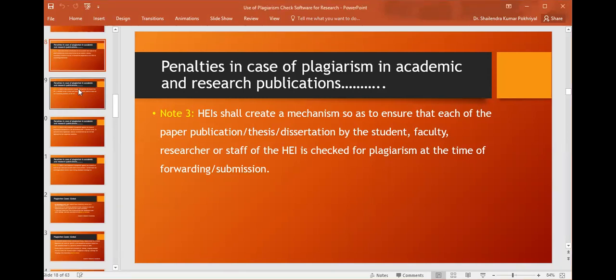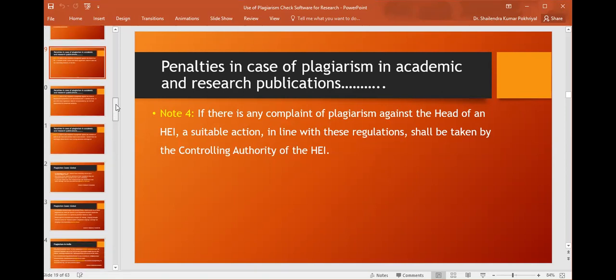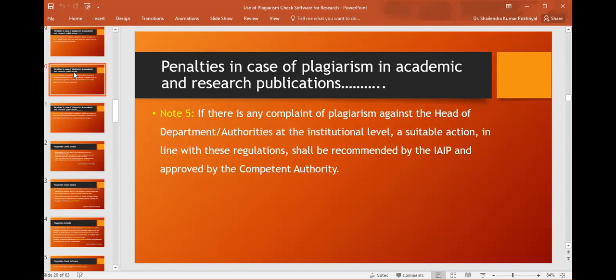I'll tell. Yeah. So, the next slide. If there is any complaint of plagiarism against the head of an HEI, it is not only scholars who commit plagiarism, but sometimes the head of the institution also commits such problems. So a suitable action in line with these regulations shall be taken by the controlling authority of the HEI. So in that case, the controlling authority will take a call on that issue.